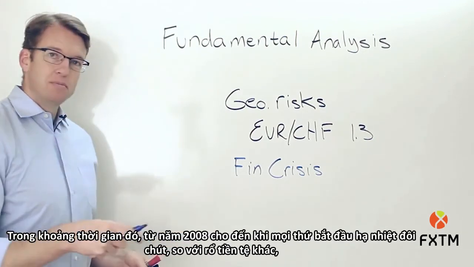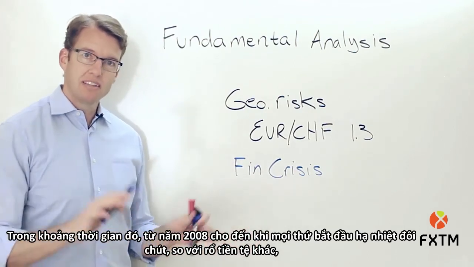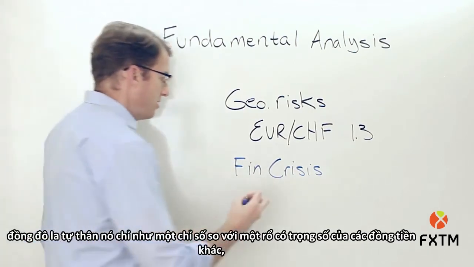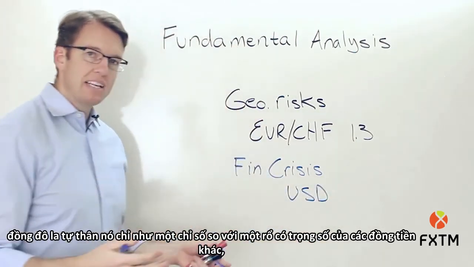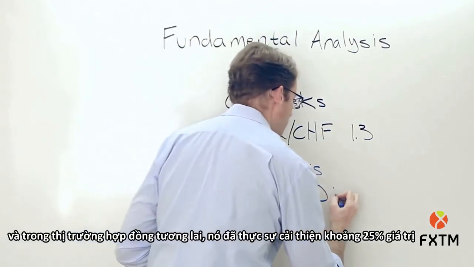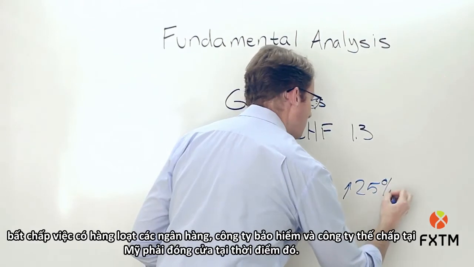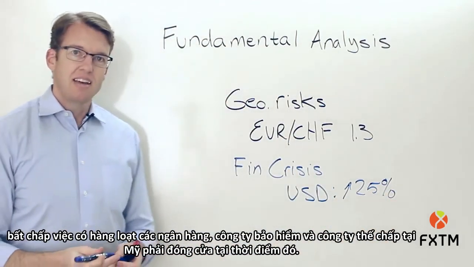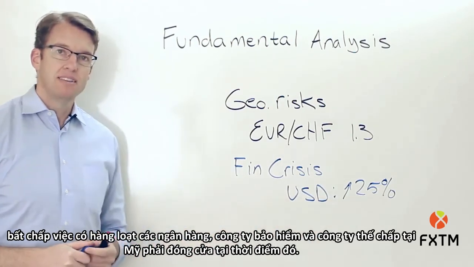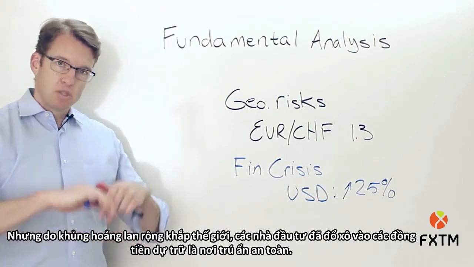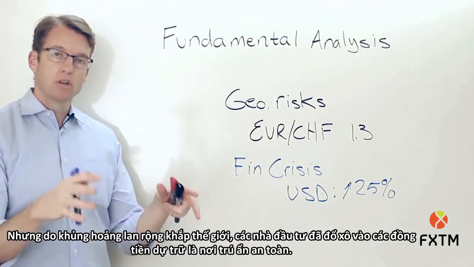So during that time, from 2008 on, the dollar against a basket of other currencies, until things started to cool off a little bit, the dollar itself, if we look at it just as an index, so against a weighted basket of other currencies in the futures market, it actually improved in value by about 25%, despite the fact that there were banks and insurance companies and mortgage companies and so forth that were all going out of business at the time in the US. But because that crisis was spreading around the world, investors were flocking to the safe haven reserve currencies.